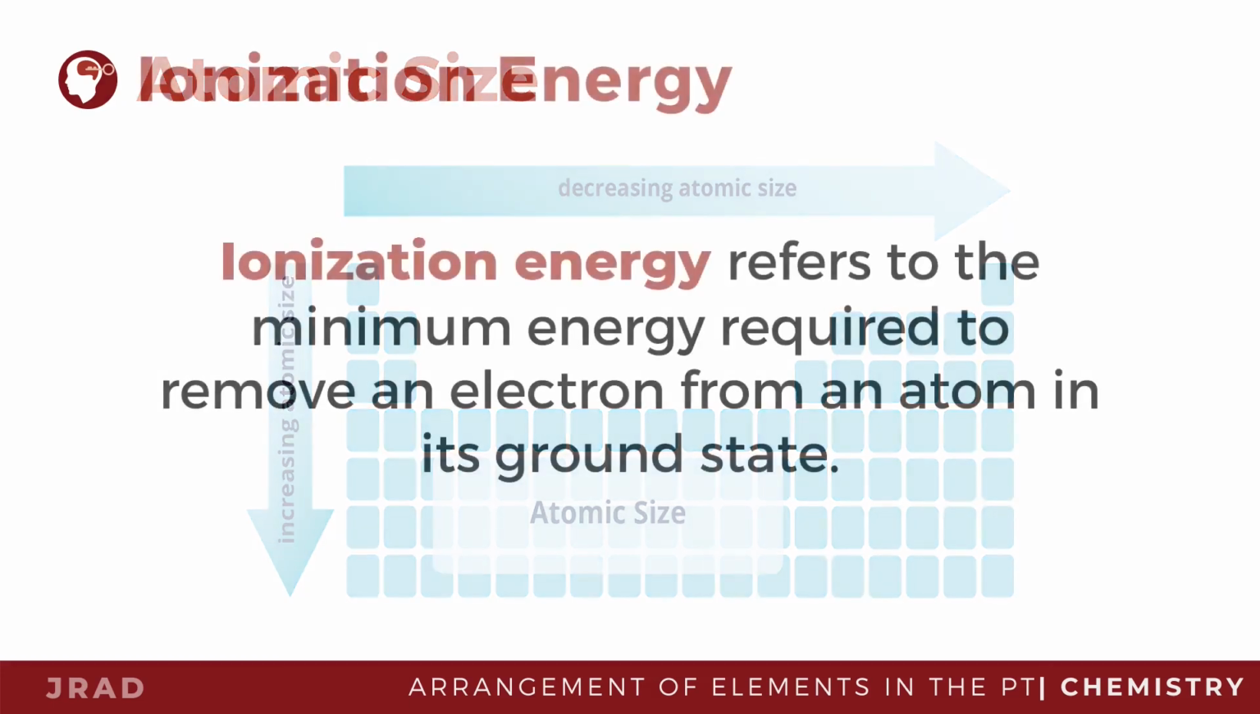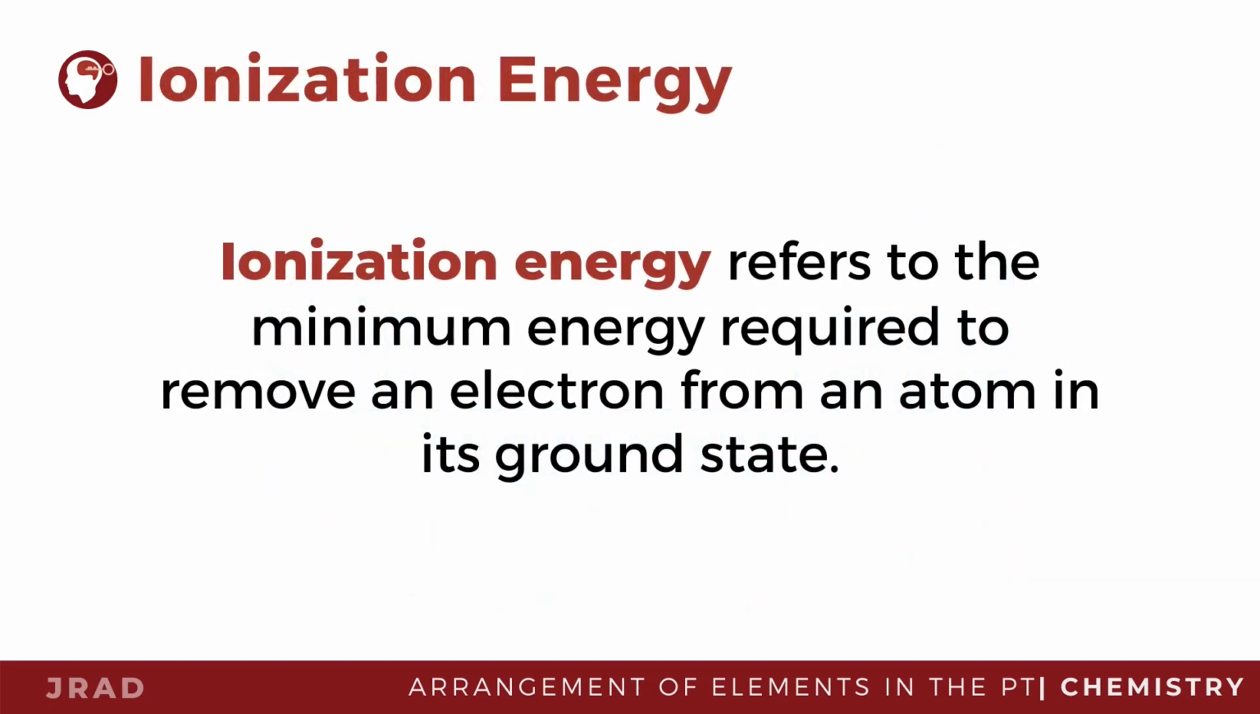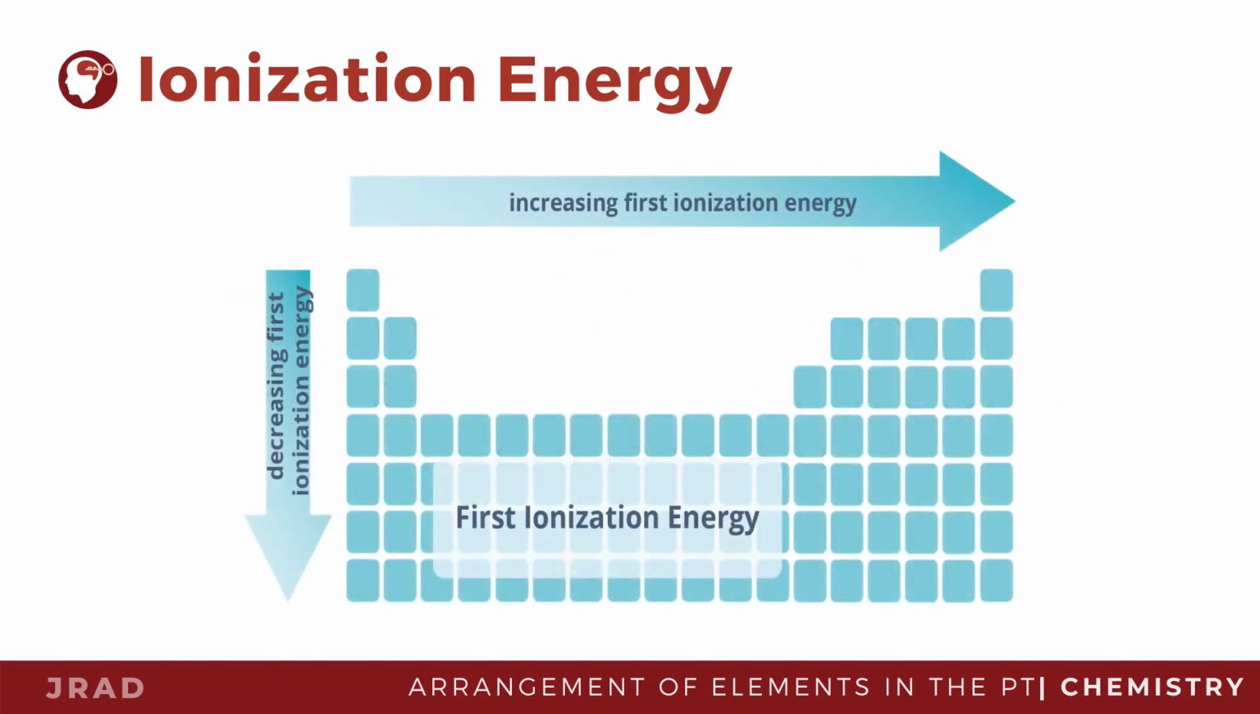Ionization energy refers to the minimum energy required to remove an electron from an atom in its ground state. Ionization energy increases as atoms become smaller because, in this case, electrons are more attracted to the nucleus. Ionization energy increases from left to right and decreases from top to bottom of the periodic table.